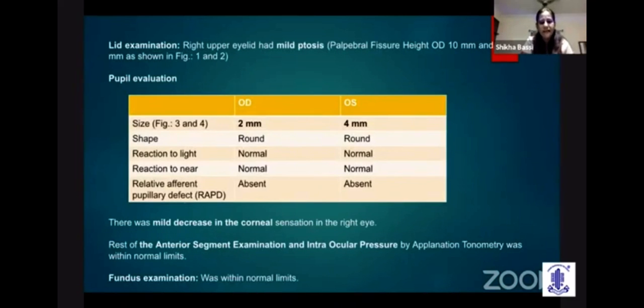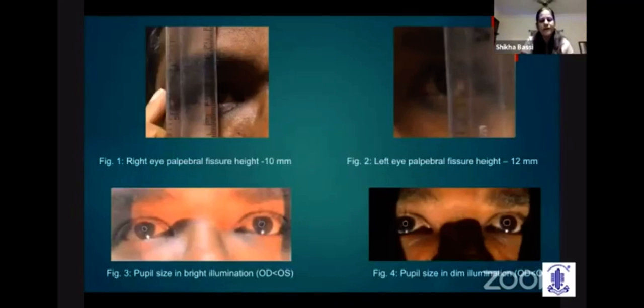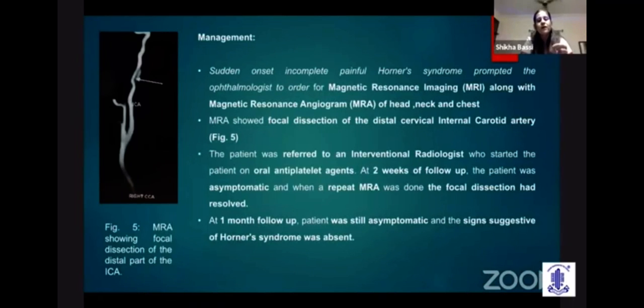What he had was an anisocoria of 2 millimeters. As you can see, the anisocoria was more prominent in dim illumination. The ptosis was very subtle, around 2 millimeters. And on the basis of these findings, a diagnosis of Horner syndrome was made.